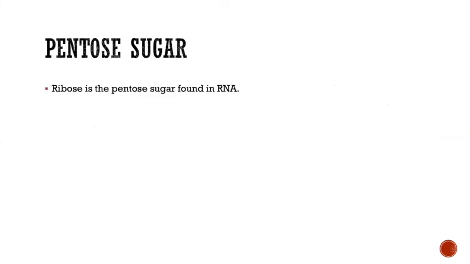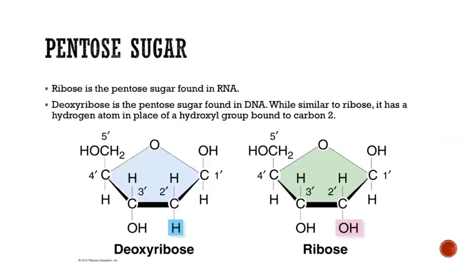The pentose sugar. Ribose is a pentose sugar found in RNA, and deoxyribose is a pentose sugar found in DNA. In ribose, on the second carbon here, you have a hydroxyl group, whereas in deoxyribose, on the second carbon, you only have a hydrogen atom. So in other words, deoxyribose is deoxygenated. It's a deoxygenated ribose, right? Right, get it?